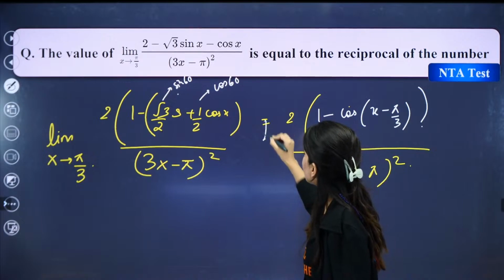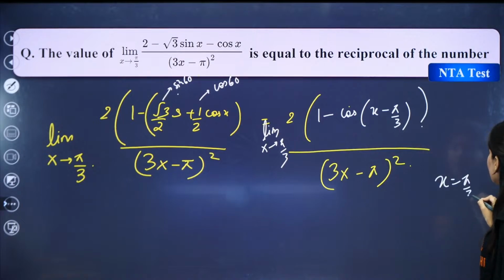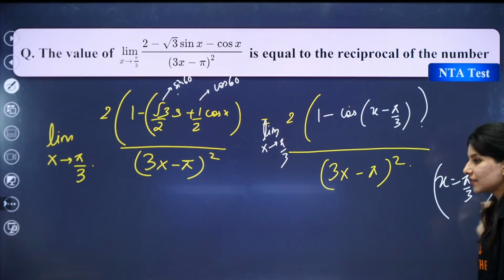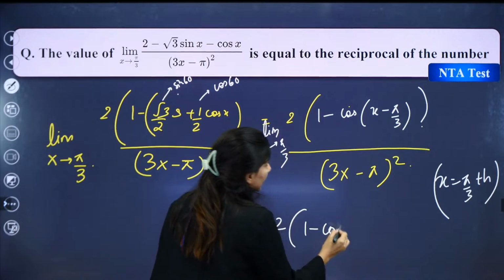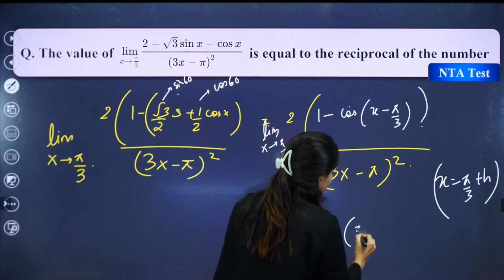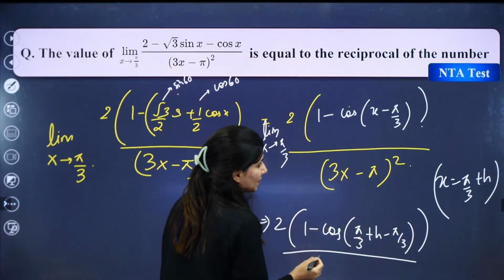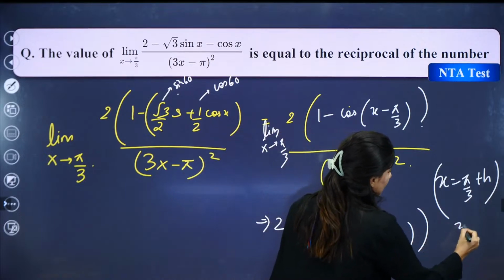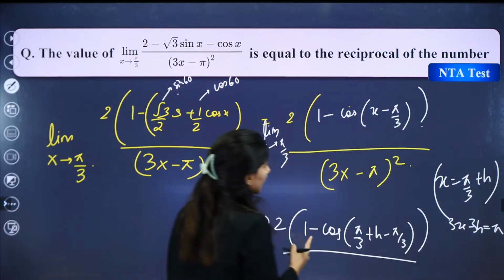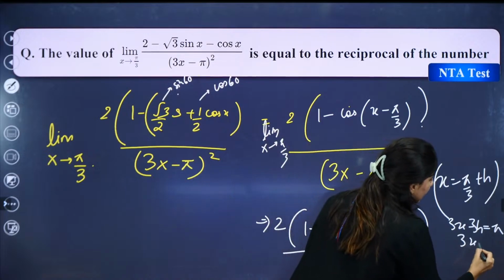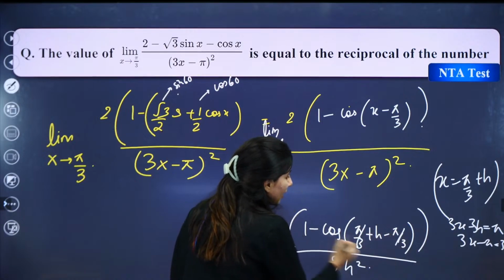And limit x tends to pi by 3. Now what I'll be doing is writing x equals pi by 3 plus h. Can I write it this way? So this is 2 times 1 minus cos of pi by 3 plus h minus pi by 3, whole upon 3x minus pi. So can you now see, 3x minus 3h equals pi, or you can say 3x minus pi is equal to 3h. So 3x minus pi is 3h, so 9h square. So 1 minus cos h.